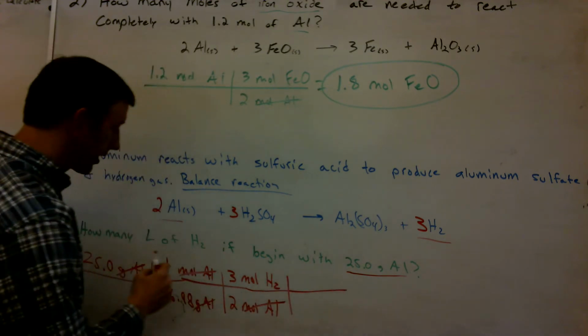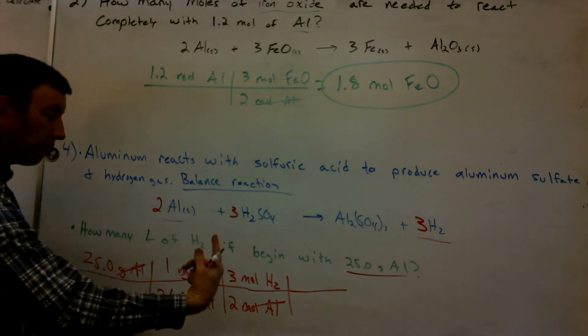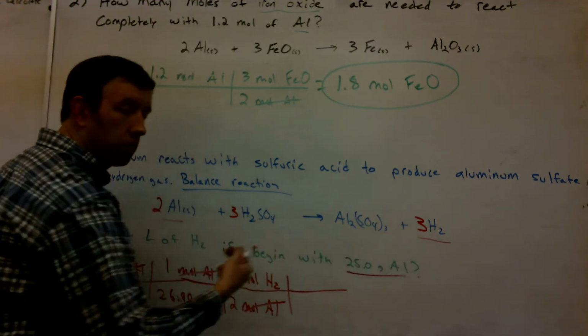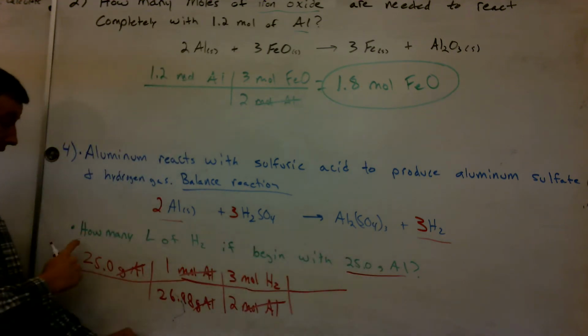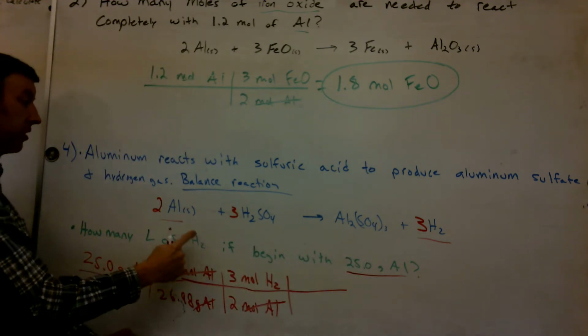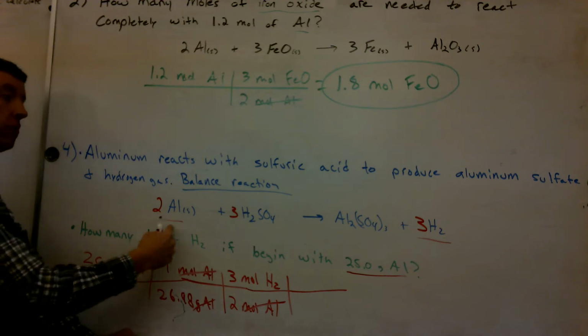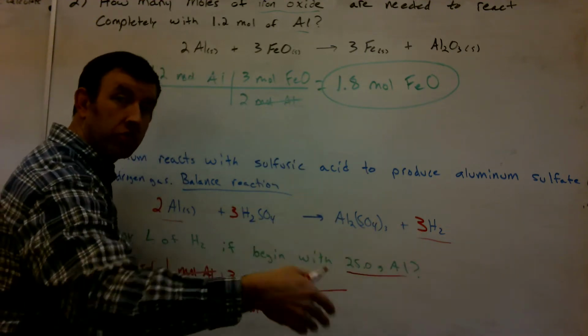So again, I convert it to moles of aluminum. Once I'm in moles, I can use my mole ratio to figure out whatever element I'm trying to get. So in my question here, it says how many liters of hydrogen gas. So I need to compare aluminum to hydrogen, because hydrogen is what I'm trying to figure out.